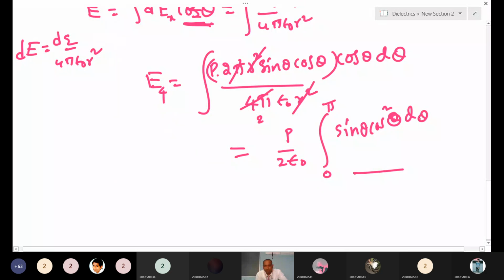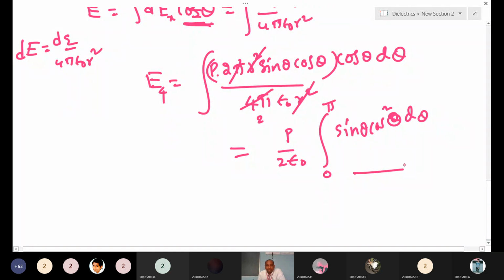Can you solve this one? Can you tell me your answer? Anybody? Anybody solve this and tell me? Can you tell me?